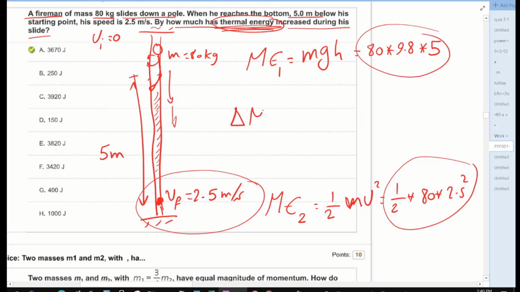Let's find the change in mechanical energy. What's the difference? Could you please do it? Half times 80 times 2.5 squared. 3670.